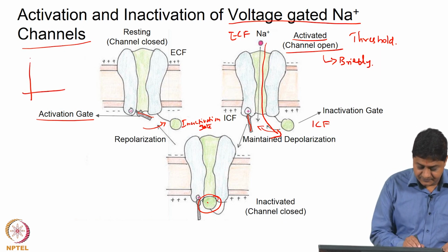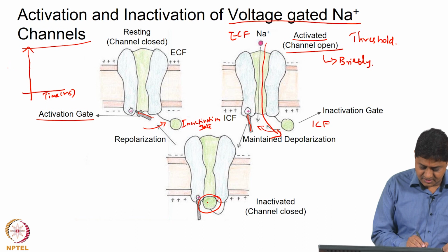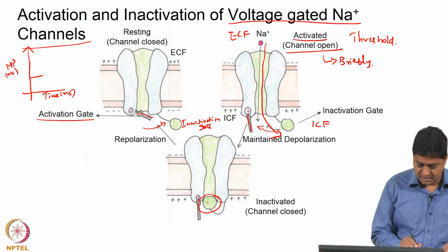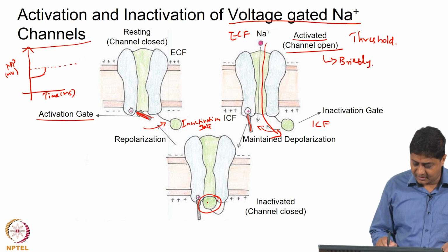At this state, this is time in milliseconds, and this is membrane potential in millivolts. That is the rest state. Say, for example, some small stimulus is taking it to threshold, let us say that is the threshold. That threshold will open that gate and close that gate, but this opening is a fast process and this closure is a slow process, as we saw.